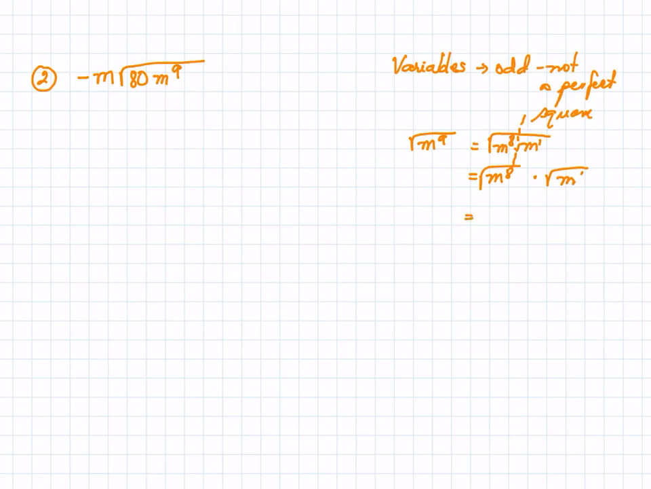Every time you have an even exponent, that is a perfect square. When you're talking about a radical, you're talking about a square root, and technically there's a 2 right here. So what you're going to do is take 8 divided by 2. That should give you a 4.